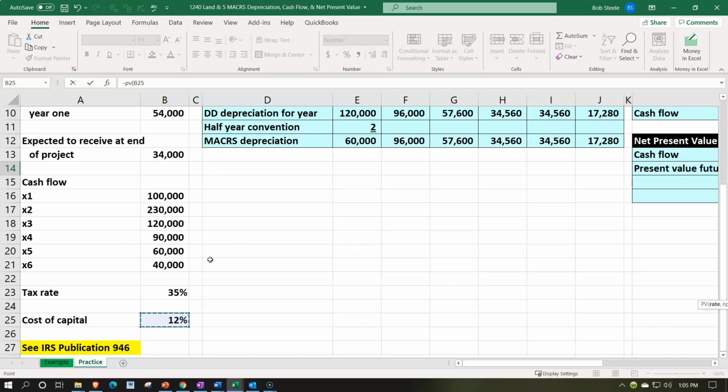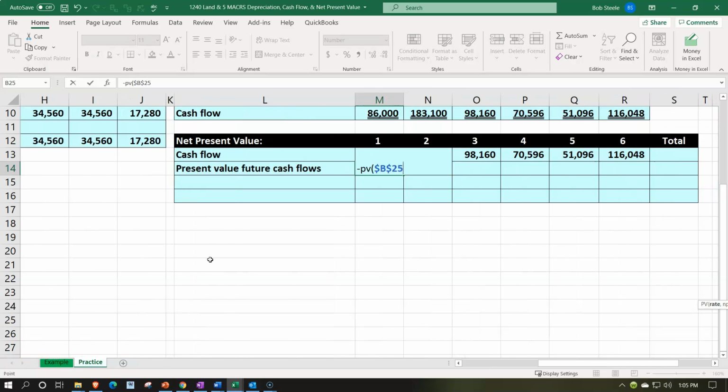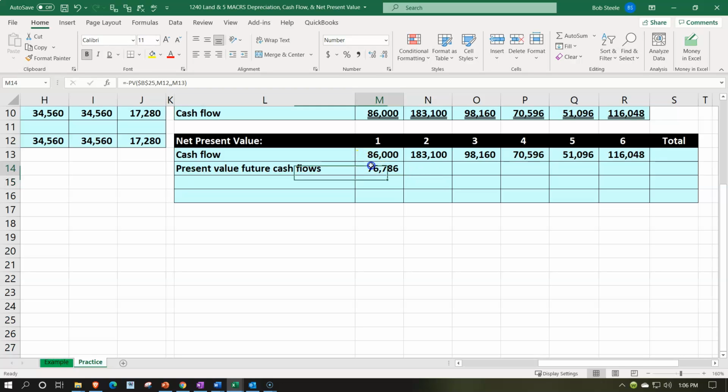I'm going to then hit F4 on the keyboard, making it absolute, so I can copy that across, as is typically the case for anything that's outside of our table. Comma, number of periods is going to be that 1. Notice I have it up here, and instead of typing it in or hard coding it, so that then that will change as we copy the formula across. Comma, because it's not an annuity but present value of 1, and then we'll pick up the amount, which is right above here in M13, which is the 86,000. Now I'm just going to copy that across.